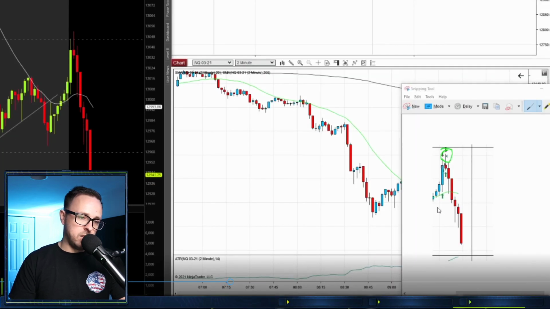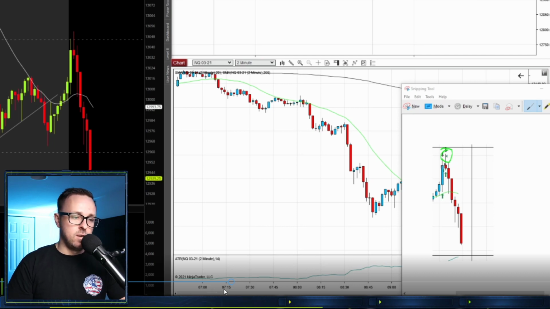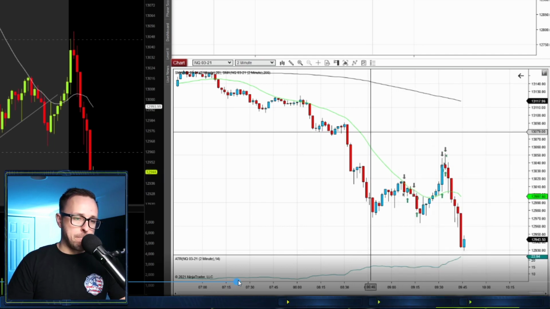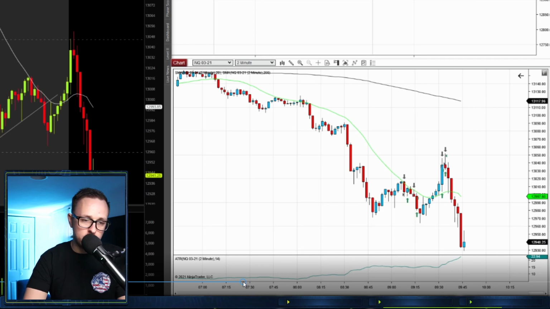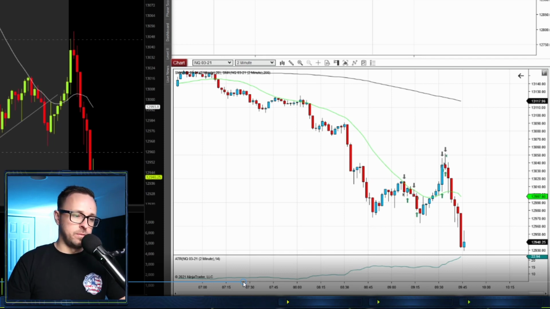As you can see, I'm taking a screenshot just to save it and remember this pain. Because that is a huge move. I mean, that's 13,050 all the way down to 12,930. So that's 120 points in just about 10 minutes. That's a $2,500 trade on one contract there.